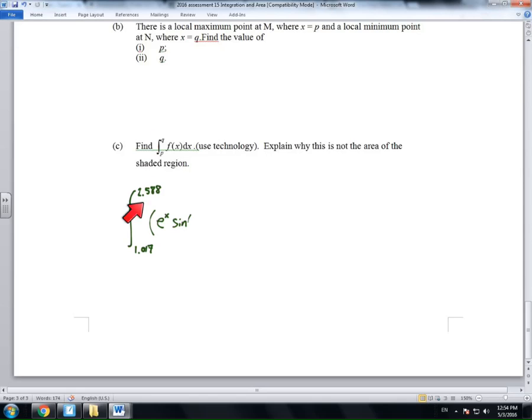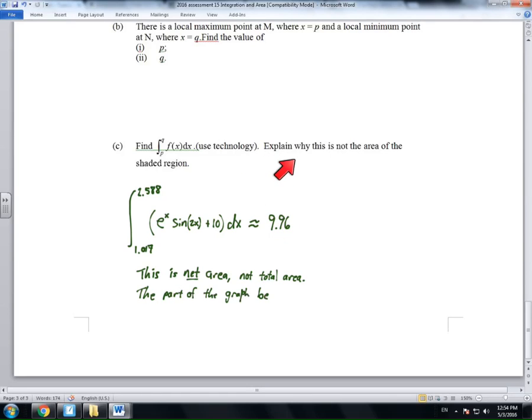So what they're asking us for, since P is 1.017 and Q is 2.588, and f of x is all this smudge right here, then all we have to do is put that into the calculator, and I got 9.96. The last portion said explain why this is not the area of the shaded region.